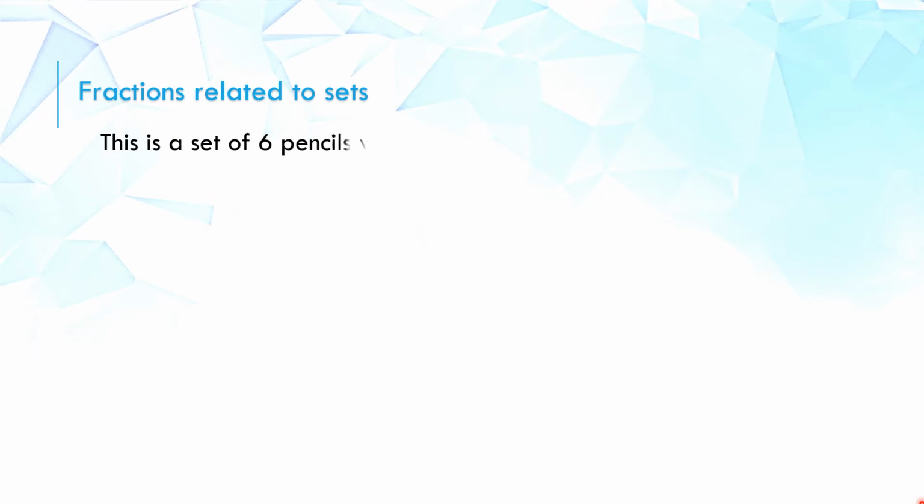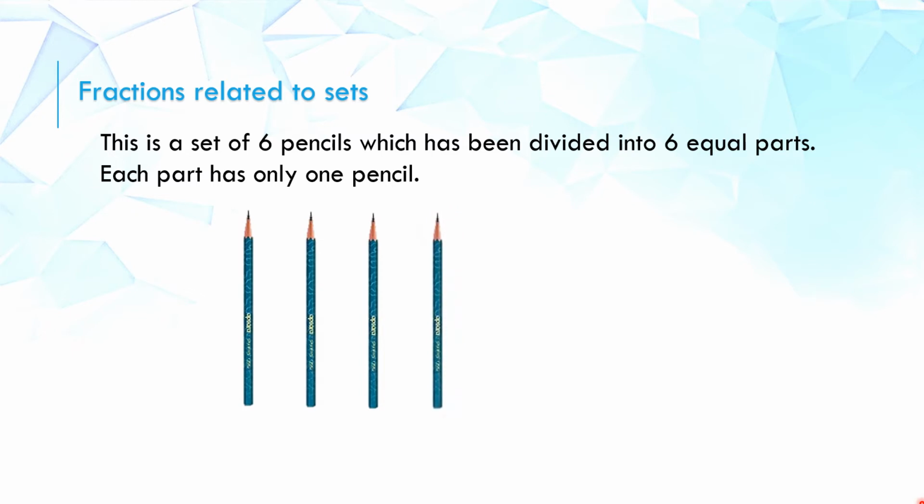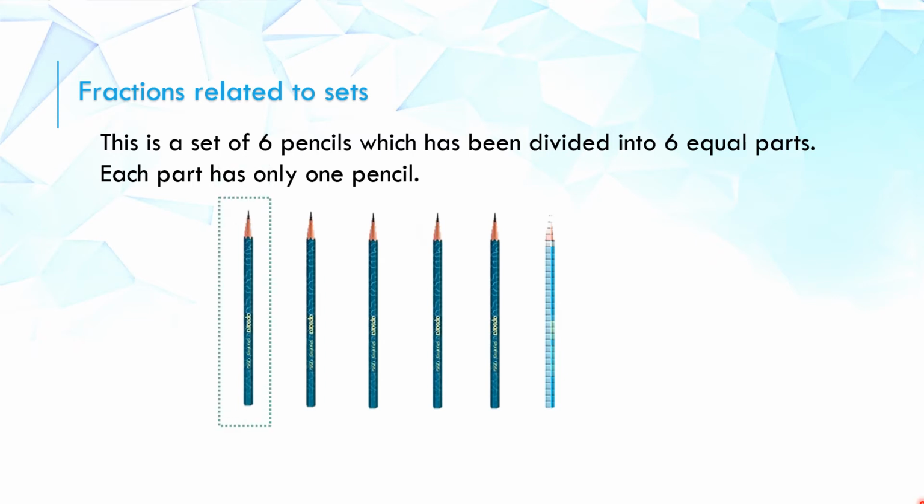This is a set of 6 pencils which has been divided into 6 equal parts. Each part has only one pencil. So students, here we have 6 pencils. If we divide 6 by 6, we get the answer 1. So if we make 6 parts of these 6 pencils, we will get 1 pencil in each part.